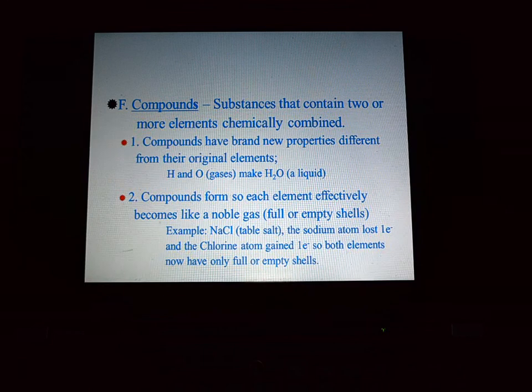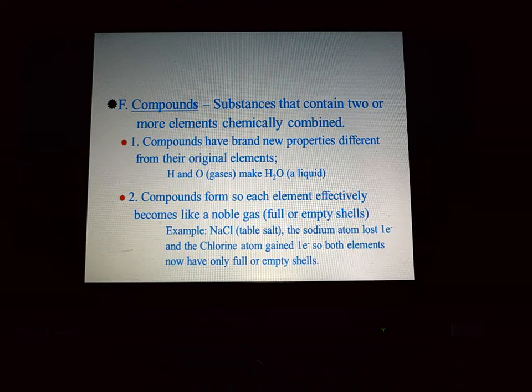Now, why do we care about the ions? We care about the ions because that's what leads us to compounds, because in becoming a compound, those last shells get filled up.